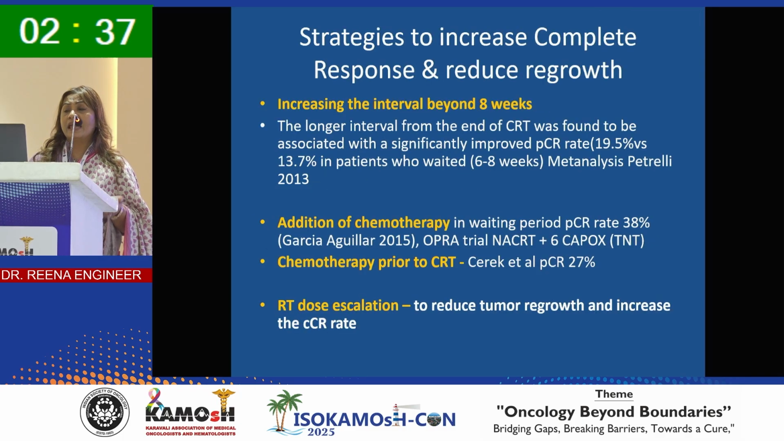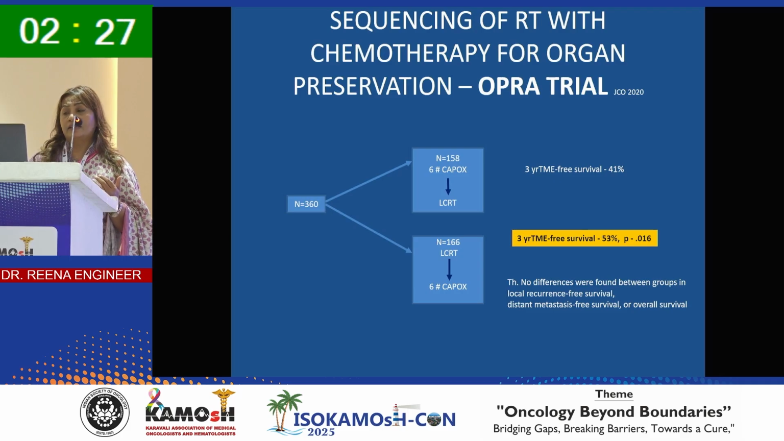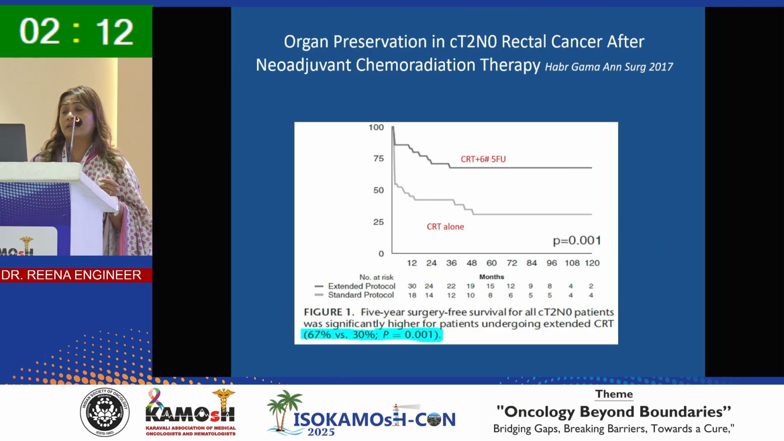And how do we increase this complete response rate? By increasing the interval, by adding more chemotherapy, by increasing the doses of RT. This was for the locally advanced tumors. Everybody is familiar with OPRA, where you start with the radiation followed by chemotherapy. The TNT approach gives you a higher rate of organ preservation. These are in locally advanced, not the early.